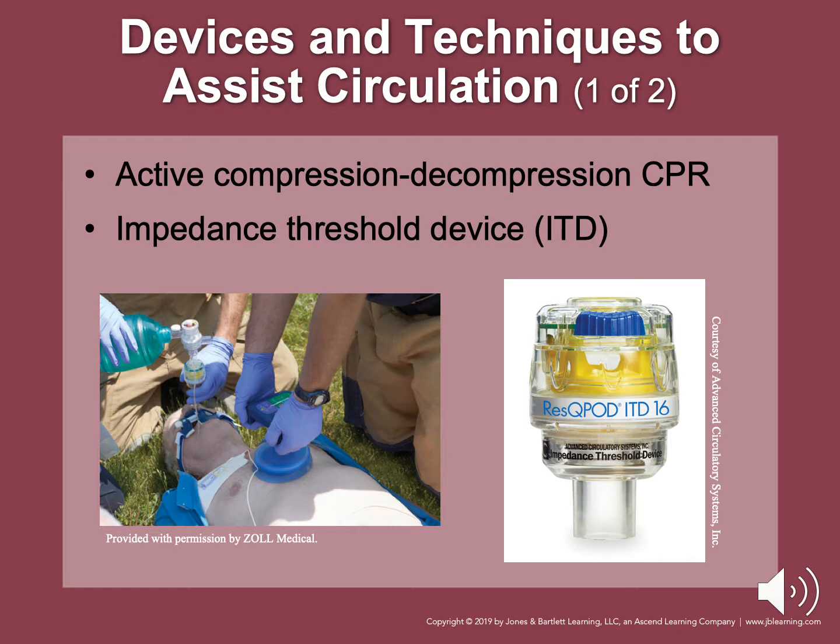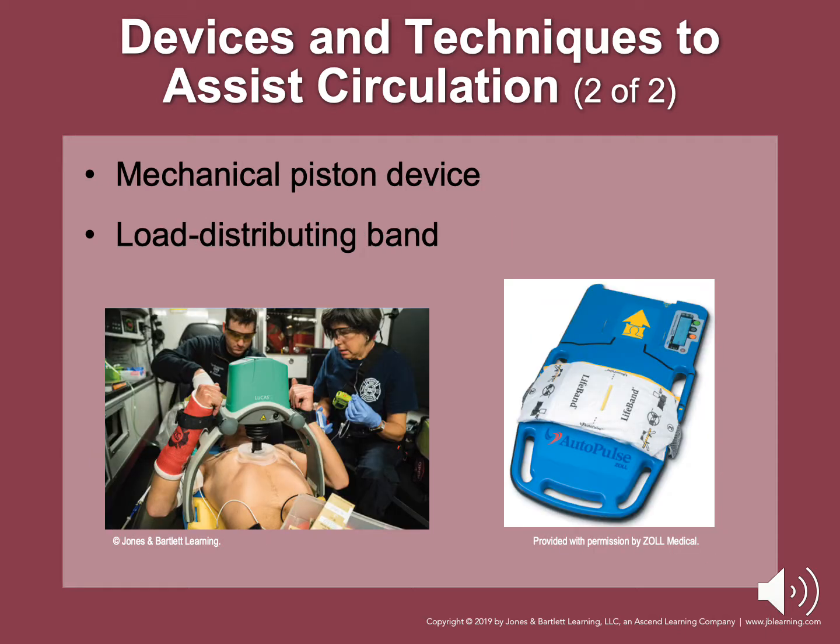Mechanical piston devices compress the sternum via a compressed gas or electrically powered plunger mounted on a backboard. The patient is positioned supine on the backboard with the piston positioned over the top of the patient and the plunger centered over the patient's thorax. The mechanical device allows rescuers to maintain the depth and rate of compressions, resulting in constant delivery.